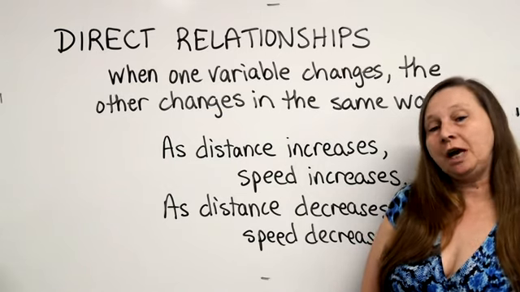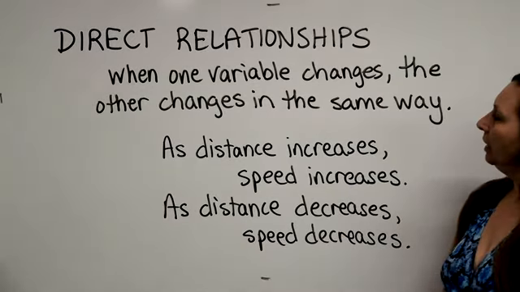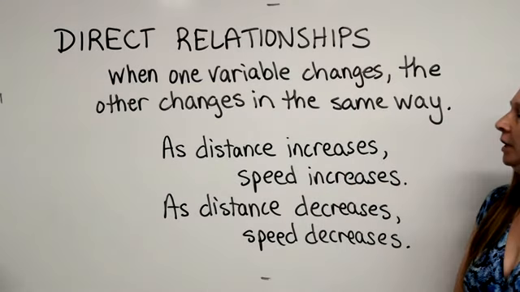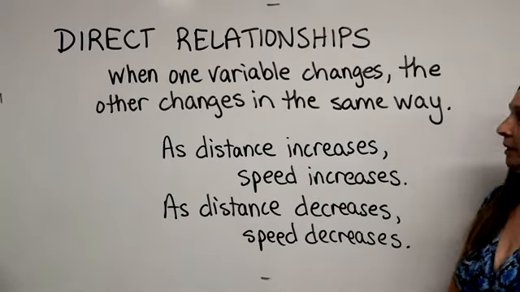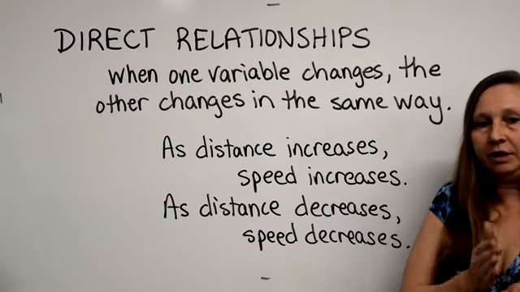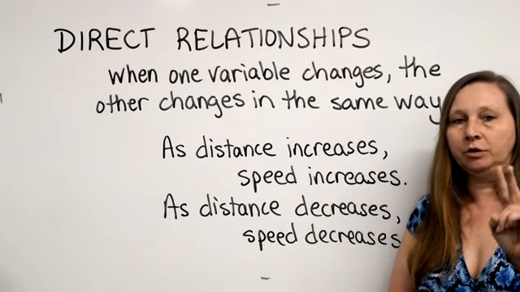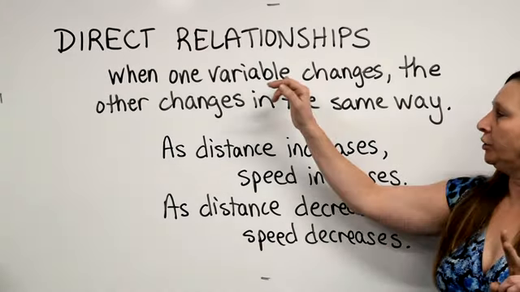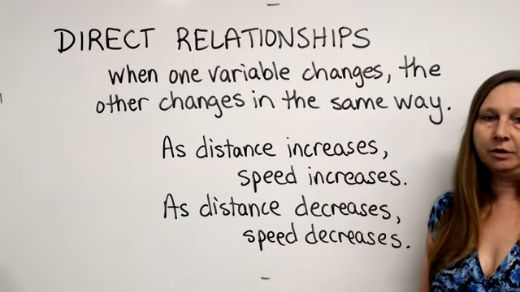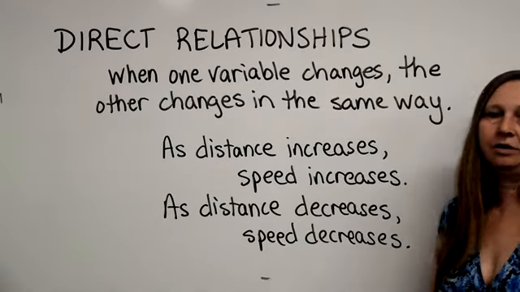All right, so the first type of relationship that we said we would look at would be a direct relationship. A definition of a direct relationship would be that when one variable changes, the other changes in the same way. Do keep in mind that the way we are having this conversation today, in this video, we are only allowing 2 variables to change at a time. We're changing one and seeing how it affects another variable. All the other variables in the equation have to stay constant. They have to stay the same.